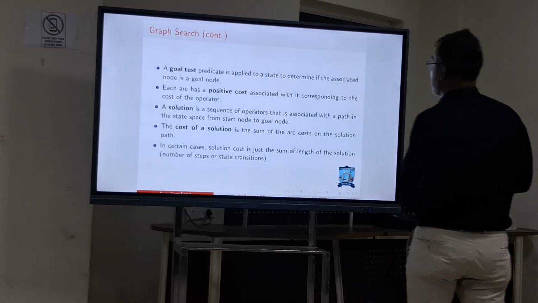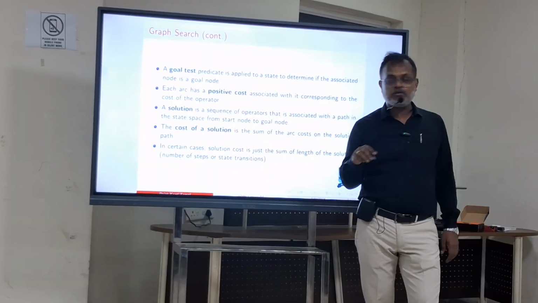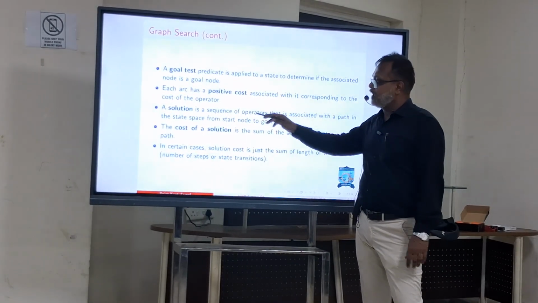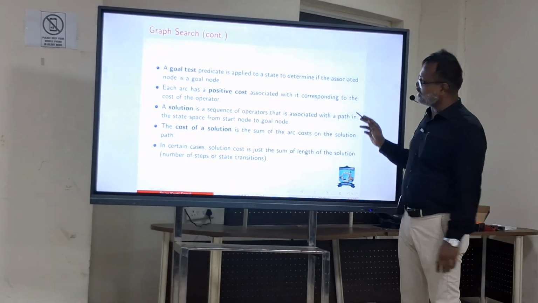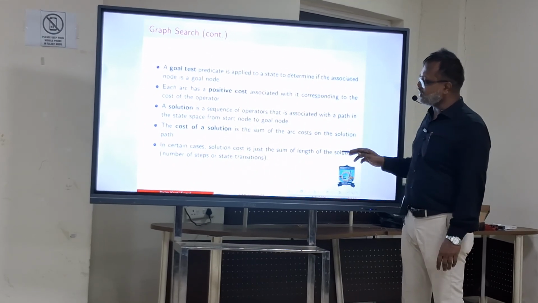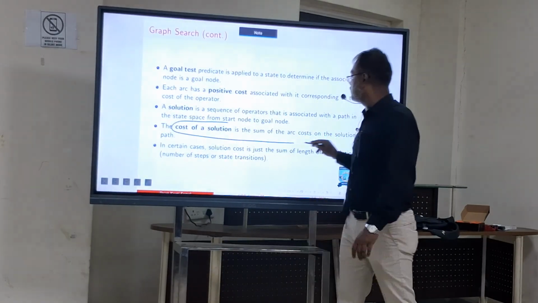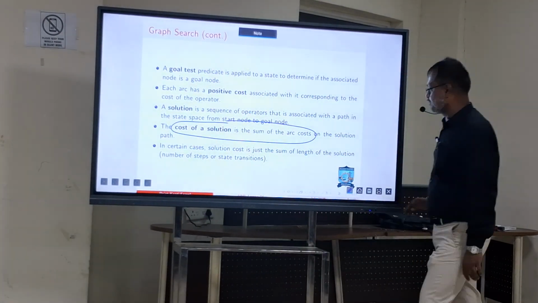Each arc has a positive cost. So when you follow a path, there is a cost associated with it. A solution is a sequence of operators that is associated with a path from the start node to the goal node. The cost of a solution is the sum of the arc costs. So the cost of the solution is the sum of the arc costs.